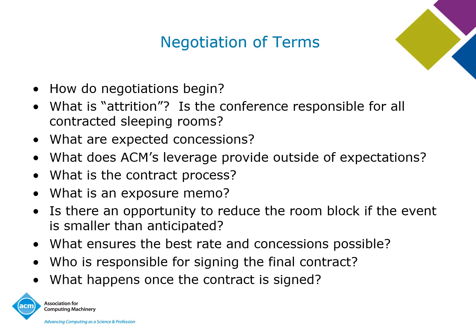What is attrition? And is the conference responsible for all contracted sleeping rooms? Attrition is an allowable slippage of contracted sleeping rooms. Industry standard is about 90%. That's typically what hotels try to get. ACM requests 80% of the contracted rooms be utilized. So for example, if you're contracting 100 total sleeping rooms with 80% attrition, that means that the group would need to fill or book 80 sleeping rooms to meet the contract obligation.